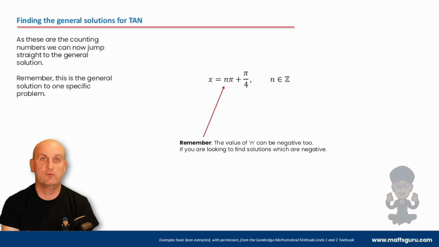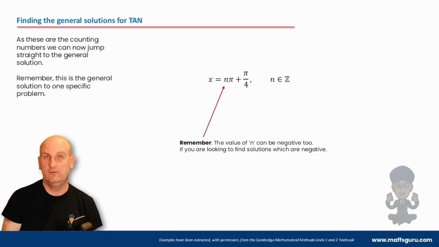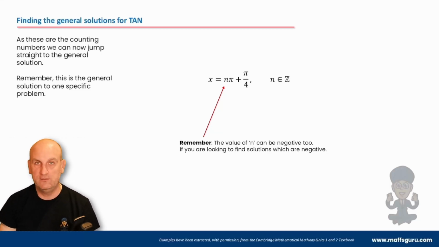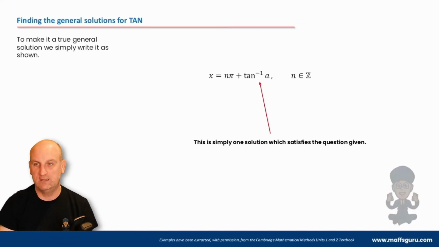And I have seen exam questions trick people by asking for the first 3 negative values, where you would use your n values as minus 1, minus 2, minus 3, and go on until you find the values that you actually need. So don't get tricked there.